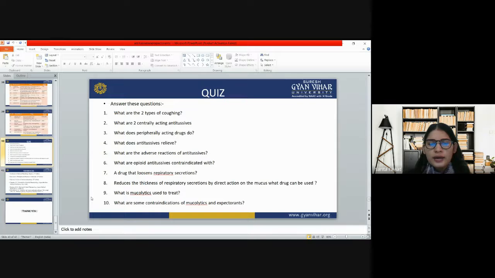Then, what are the mucolytics used to treat? Then, what are some contraindications of mucolytics and expectorants? You can also answer this question. What are the contraindications for mucolytics and expectorants? We cannot use these kinds of drugs for delicate patients that are not responding. So these are the 10 questions.